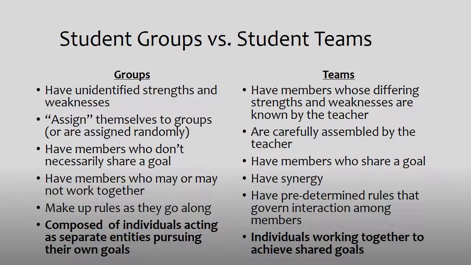Teams, on the other hand, have members whose different strengths and weaknesses are known by the teacher. Teams are carefully assembled by the teacher. Teams have members who share a goal and have synergy. Teams have predetermined rules that govern interaction amongst members. Generally, teams are composed of individuals working together to achieve shared goals.